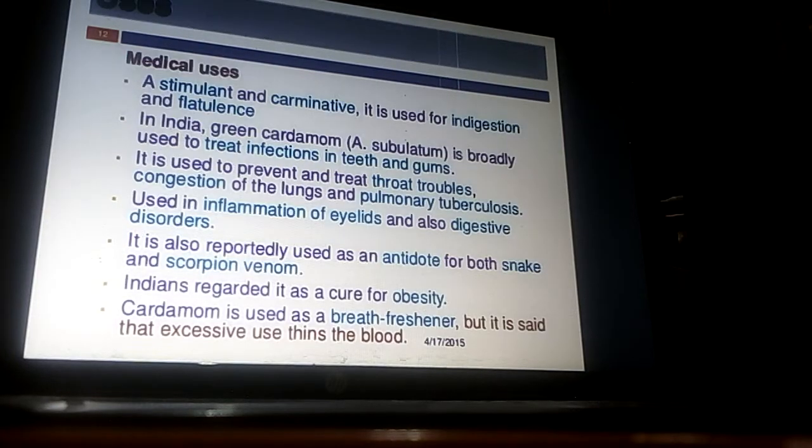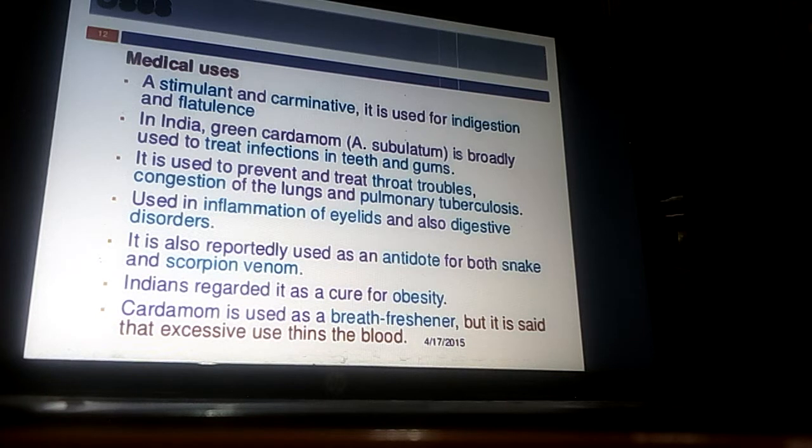Now the medicinal uses. It is used as a stimulant and as a carminative. It is used for indigestion and flatulence, which creates pain. When the food is not properly digested, it is used for that condition, as it is helpful in digestion.